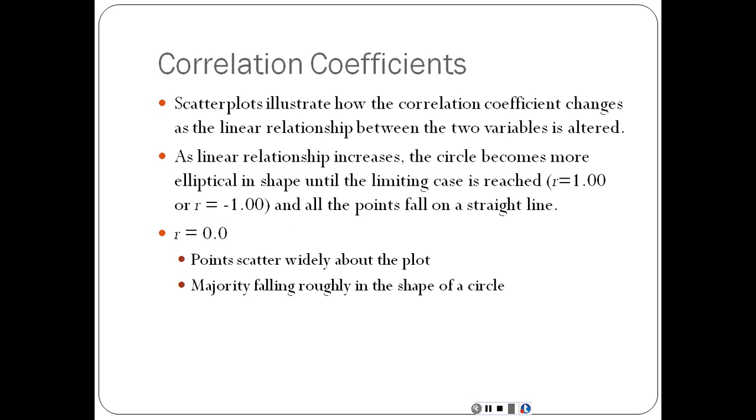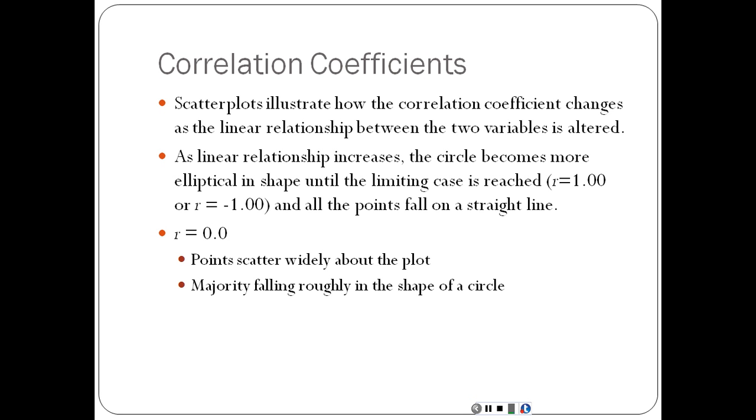So, for instance, when r is 0, remember there's absolutely no relationship. Whenever r is 0, those points are going to scatter widely about the plot. There is not going to be a linear relationship. It's not going to fall on a line. So the more scattered these plots are, the less of a relationship there is between those two variables.